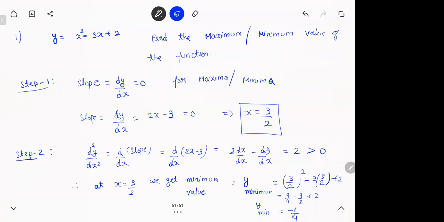Got it? Now, if I try to draw a graph, is this copied? 1 minute. Put it on, put it on.